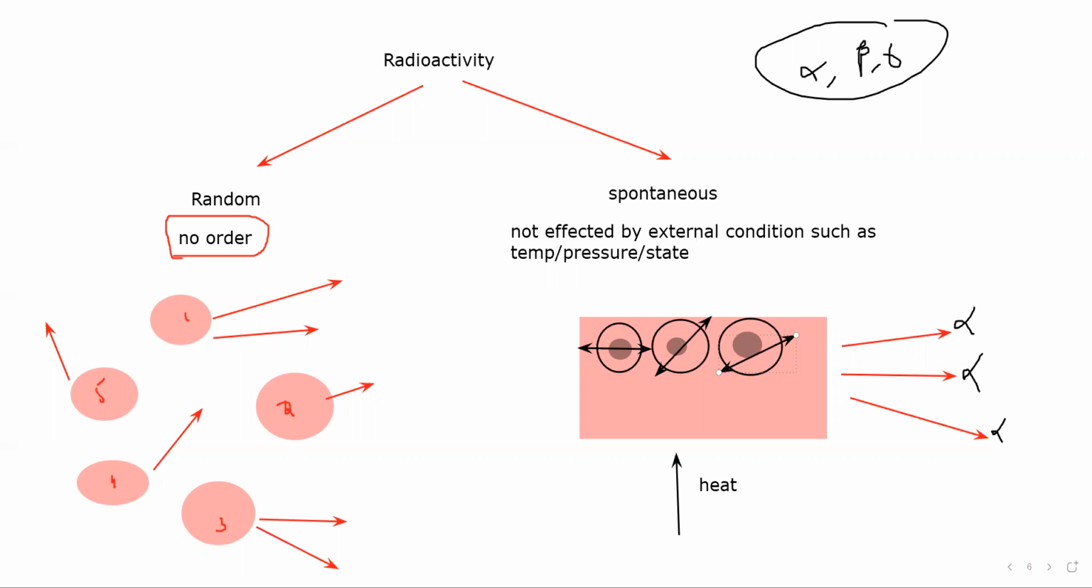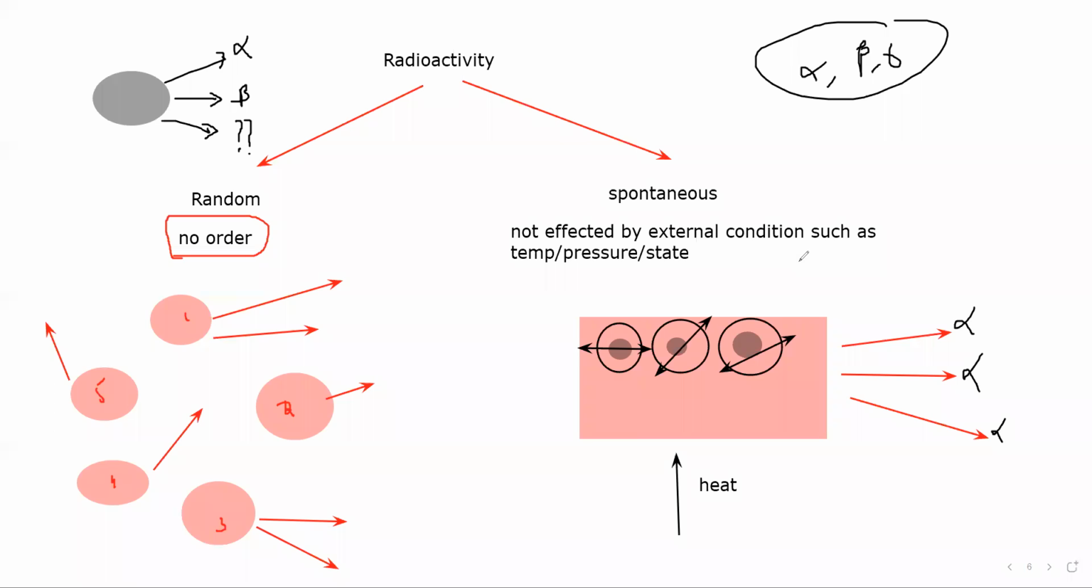How do we know which radiation rays are emitted? We cannot know, because it is a random process. For a random process, there is no order. Like for example, if you have a nucleus, first it emits alpha, then it emits beta, then what will be the next one? We cannot predict. Why can we not predict? Because it is a random process.